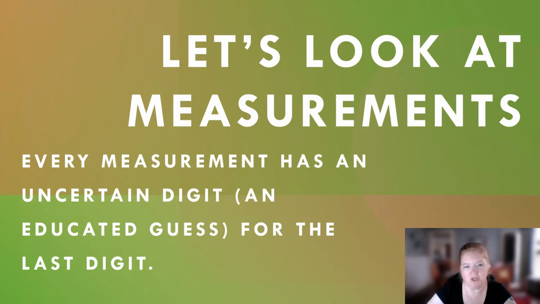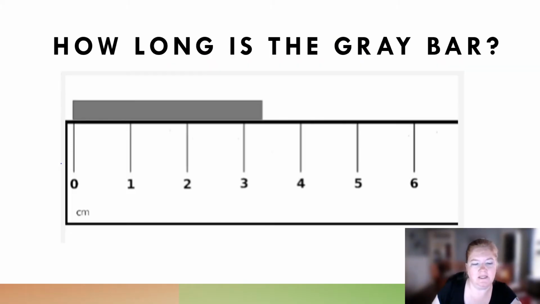Now let's look at measurements. Every measurement has an uncertain digit. It's an educated guess. Okay? So how long is this gray bar? Well, I know it's 3, right? 3 point, and now I make a guess. So halfway would be like here. So less than halfway. So let's say 3.3. This is my guess. This is my uncertain digit, but it's still significant.